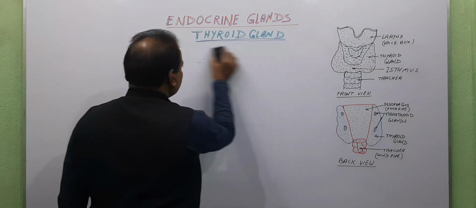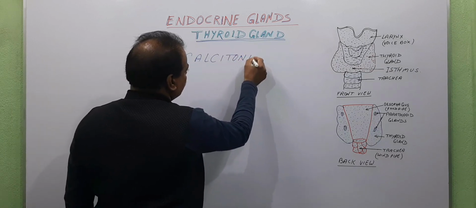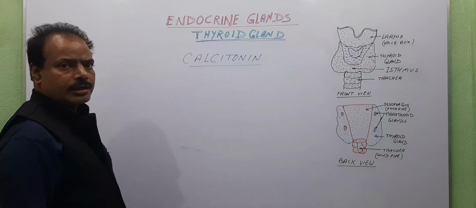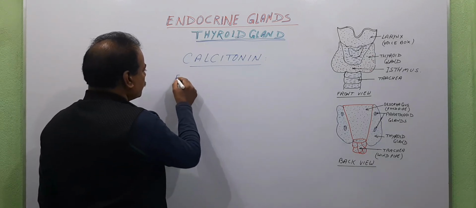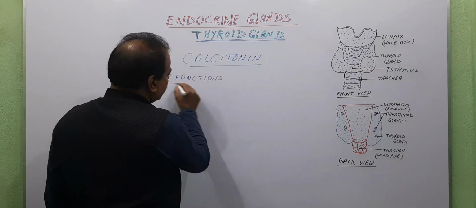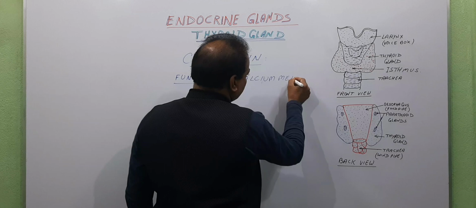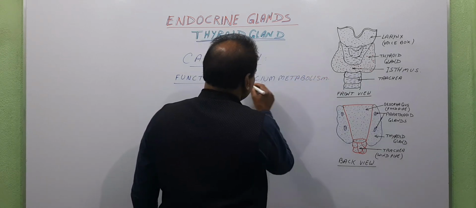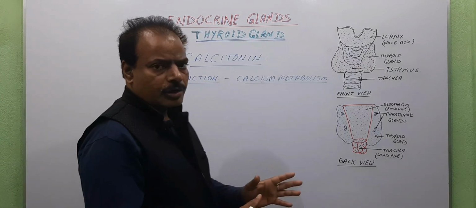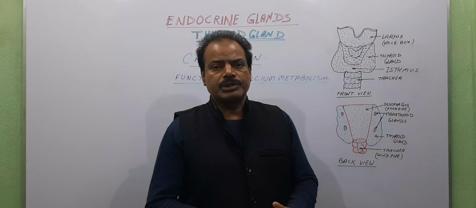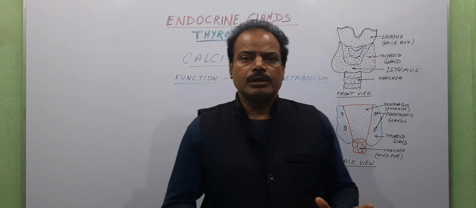And calcitonin, which is the second hormone, the other hormone secreted by the thyroid gland, is helpful in calcium metabolism. So the function of calcitonin is calcium metabolism. It helps in ossification, it helps in absorption of calcium ions by the bones from the blood, which helps in ossification or formation of bones. That's why calcitonin is secreted from the thyroid gland.